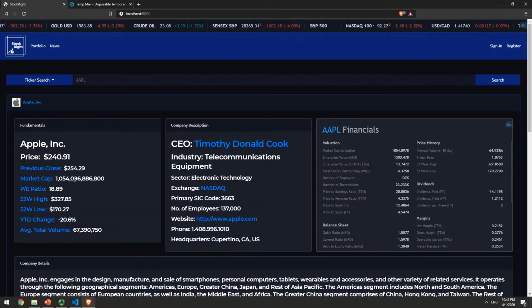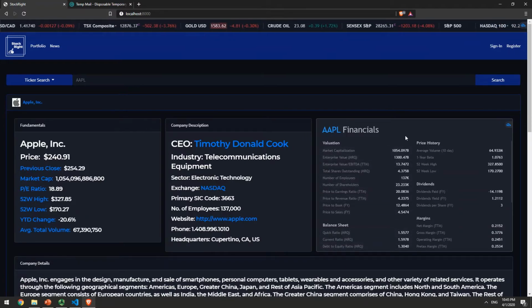Previous close is the price that the market closed at. Obviously the market is not open right now. We have the PE ratio, 52-week high, low, year-to-date change, and the average total volume that was moved in the last day. And then we have a company description, things like who's the CEO, which industry is the company in, what is the sector the company deals in, which exchange covers this stock, number of employees, the website for the company, phone number, support contact, and where their headquarters are located.